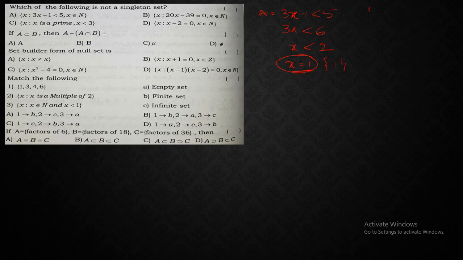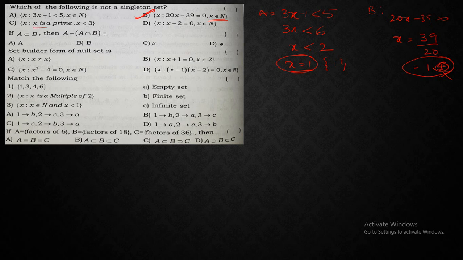Next, option B. If you take option B, what is given? 20x minus 39 is equal to 0. So from this, x is equal to 39 by 20. So 39 by 20 is nothing but some 1.9. So this is not a natural number, no? This is 1 point something, which is not a natural number. So clearly it is an empty set. That means it is not a singleton set.